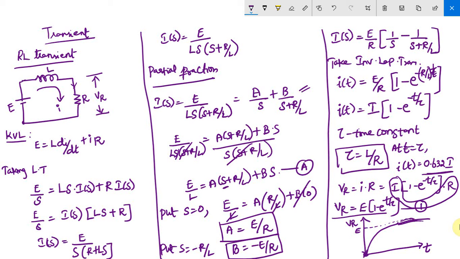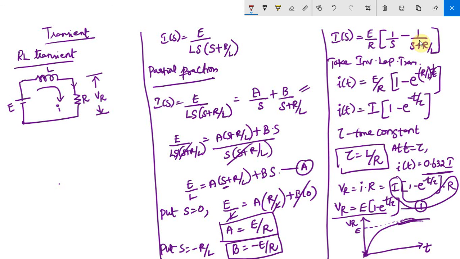Right, now the same RL transient we are going to perform in the e-circuit. So in order to perform the same RL transient in e-circuit, let me consider E equal to 3 volt, L equal to 1 Henry and R equal to 3 ohm. So what will be the steady state current I? I is equal to E divided by R, right? So 3 divided by 3, it will be equal to 1 ampere. And then what is the steady state voltage here? Steady state voltage is equal to 3 volt, right?